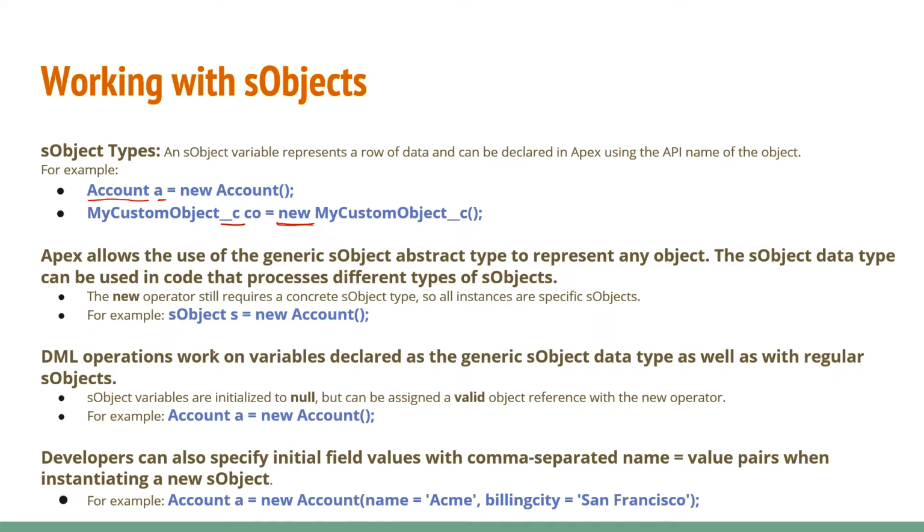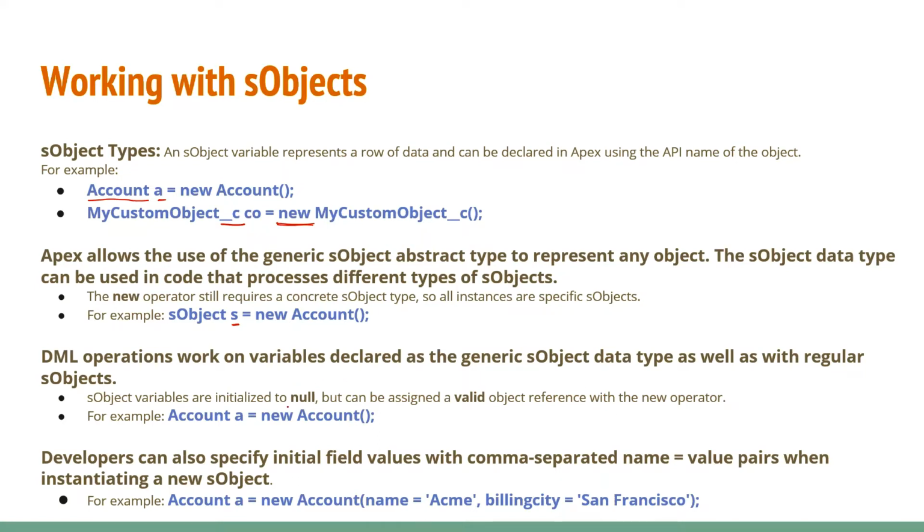DML operations work on variables declared as the generic sObject data type, as well as with regular sObjects. sObject variables are initialized to null. So this s is now containing null. If we define anything in this round bracket, then that value will be there in that particular account, but it can be assigned a valid object reference with the new operator.